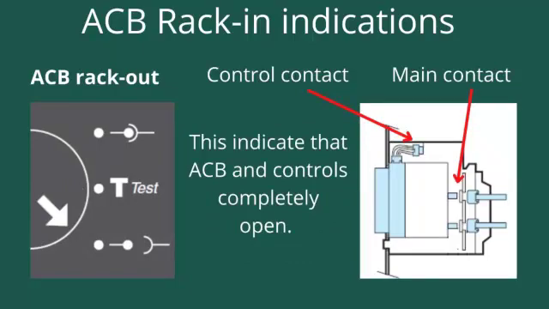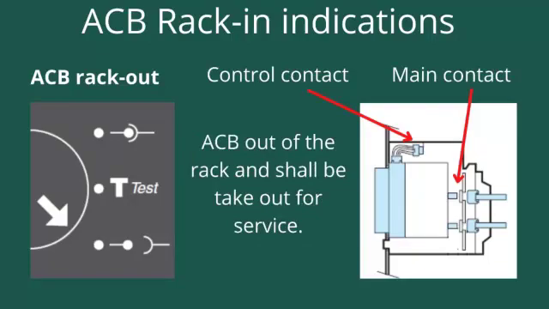ACB rack out. Indicator in lowest position. This indicates that the ACB and controls are completely open. The ACB is out of the rack and shall be taken out for service.